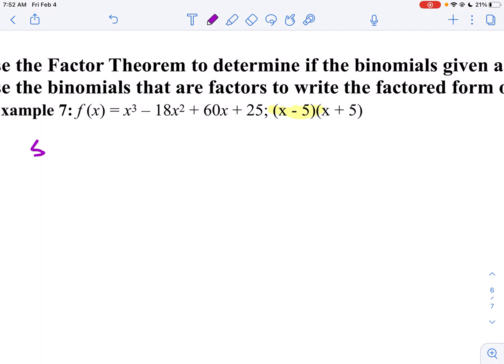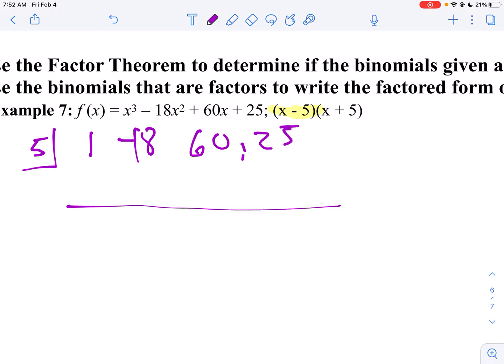So I put 5 into my box. Now I go 1x cubed, negative 18x squared, positive 60x, positive 25. If it is a factor, I'm going to get 0 for my remainder. If it's not a factor, I'll get a different number. So let's bring that down.